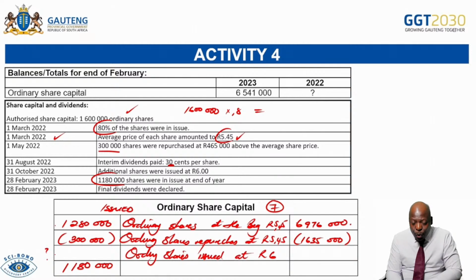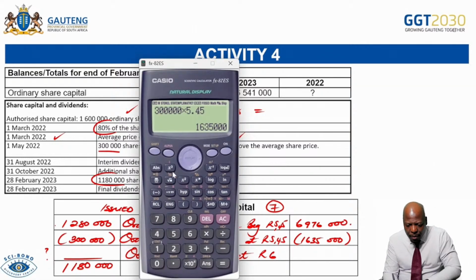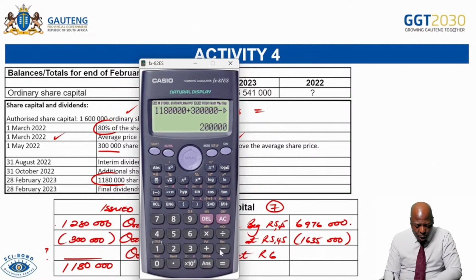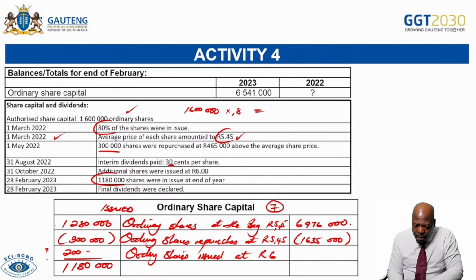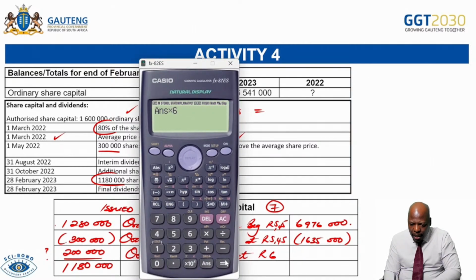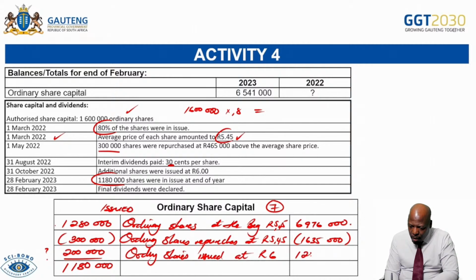So we can get this one now. We do the bottom up calculation. How do we do that one? We say 1,180,000 plus, we do the opposite when we go up, so plus the 300,000, then minus the 1,280,000. That will give me 200,000. So here it will be 200,000 ordinary shares issued at 6 Rand. So it's 200,000 times 6 Rand, which gives me 1.2 million there.